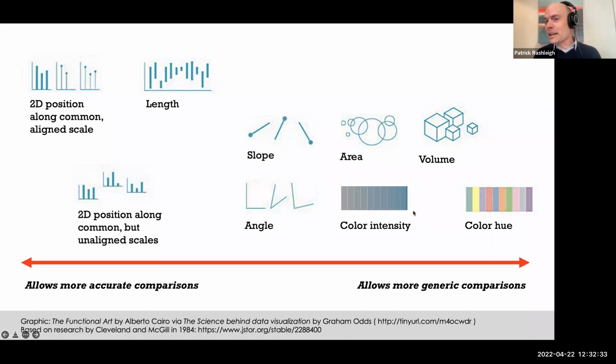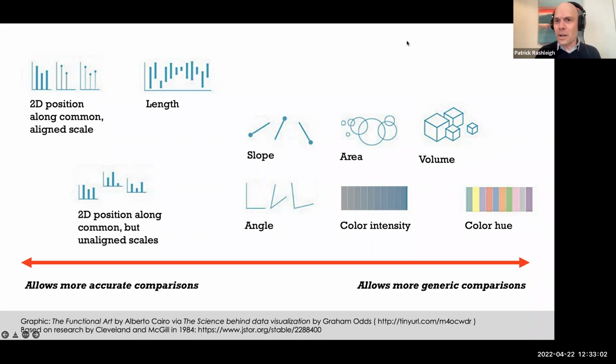And then you get down to things like color intensity, and color is great, in terms of the color hue, there's really no quantitative implication to color. If I say the yellow is 10 and I ask you what the purple is, it's a nonsense question, right? So it's really only good for generic or categorical comparisons, to say the yellow is not the same as the blue. It's very good for that, but it's not good for representing numbers.